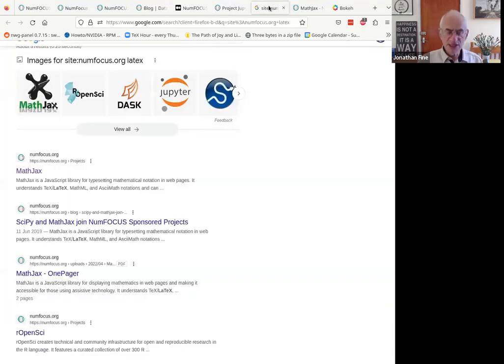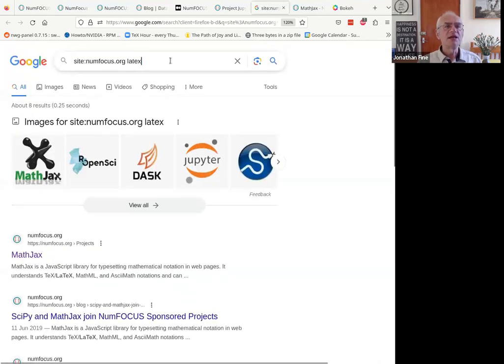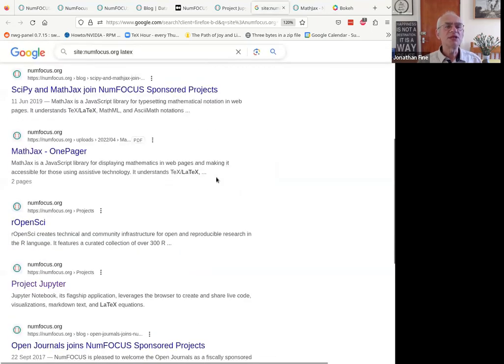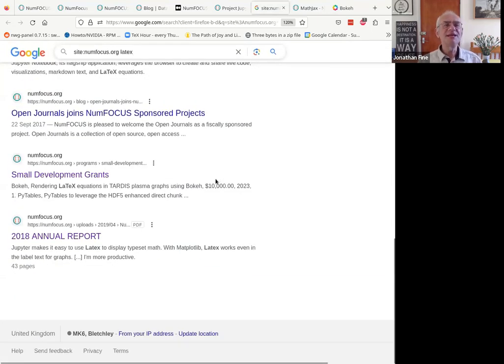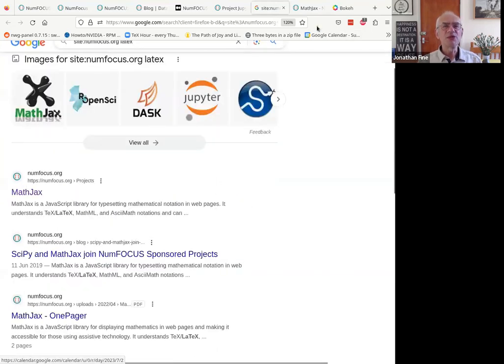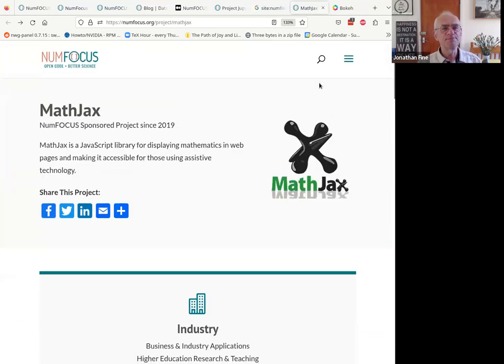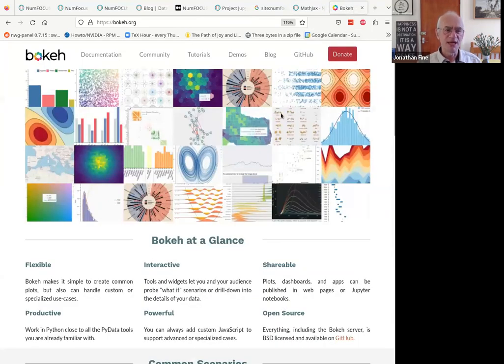Here's a site search. I'll make it a bit bigger. I searched on the NumFOCUS site for LaTeX. And what's interesting is that we don't get many reports. We don't get many pages coming up. And the two most important pages are MathJax, which should be very familiar to us, which is LaTeX for the web. And then there's something I haven't heard of, which is Bokeh. I think I've pronounced it correctly. Maybe it's Bokeh.